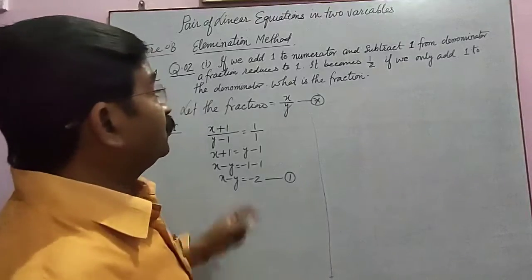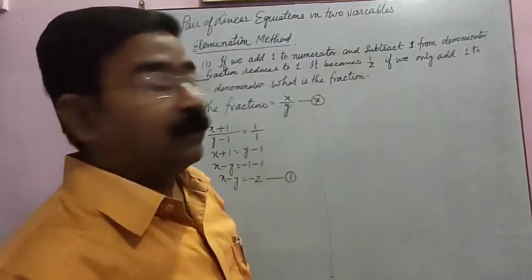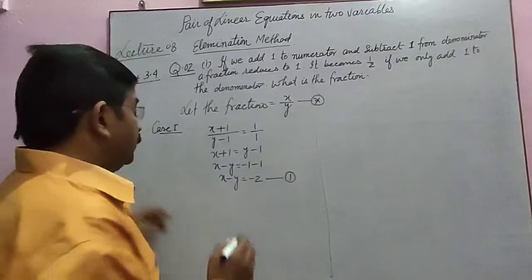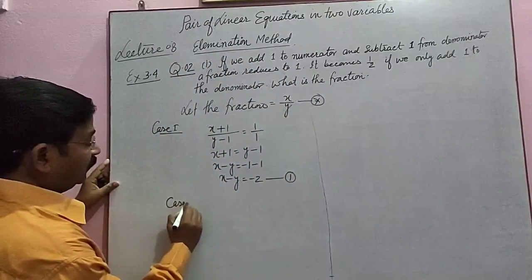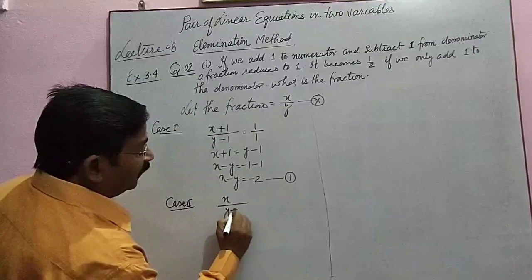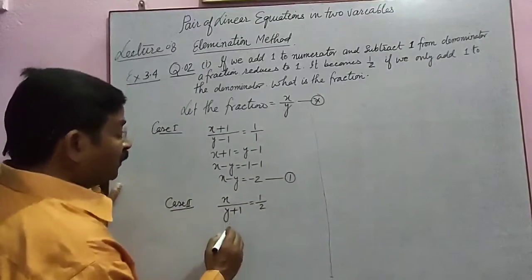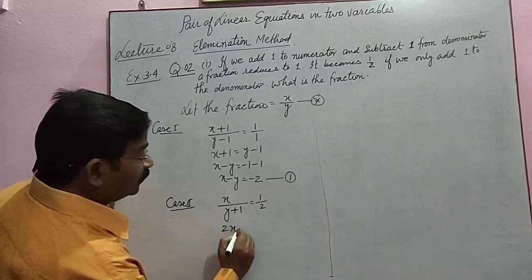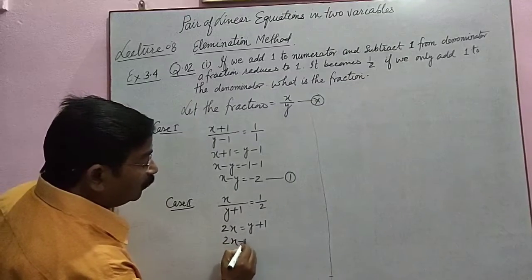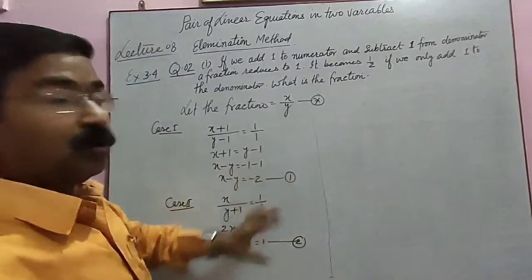Got it? Now, second situation, it becomes half. It becomes half means the fraction becomes half if we only add 1 to the denominator. Means in the second case, x upon y is the fraction. If we add 1 to the denominator, it becomes 1 upon 2. Again cross multiply, we have 2x is equal to y plus 1. Bring this y this side: 2x minus y is equal to 1. Equation number 2. We have got two equations.